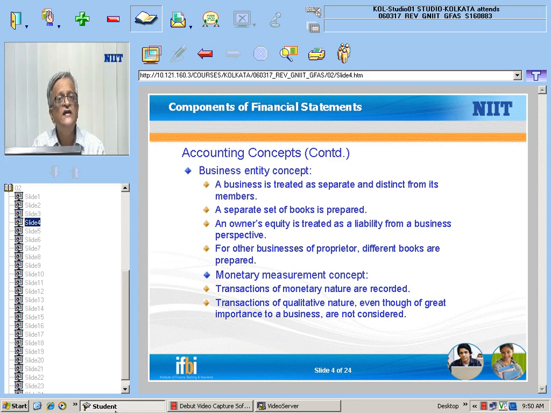Only transactions related to money are recorded. Transactions of qualitative nature, even though of great importance to a business, are not considered. Qualitative nature may be the quality of management, the quality of the products which are produced, the quality of the material; all these are qualitative aspects. So these qualitative aspects are not taken into consideration. So this is called the monetary measurement concept.